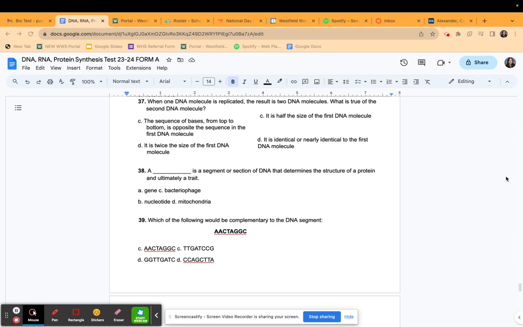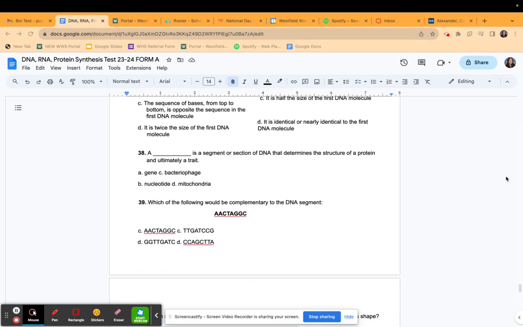38. A blank is a segment or section of DNA that determines the structure of a protein and ultimately a trait. A, gene, B, nucleotide, C, bacteriophage, or D, mitochondria.